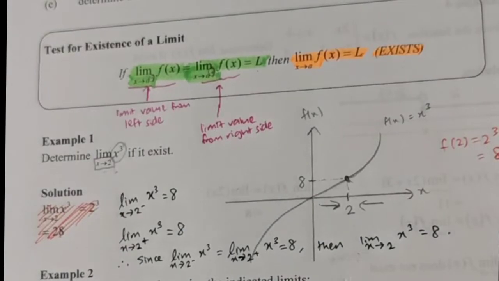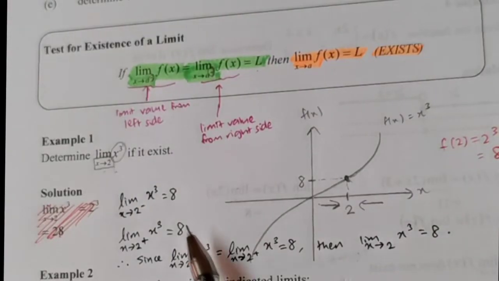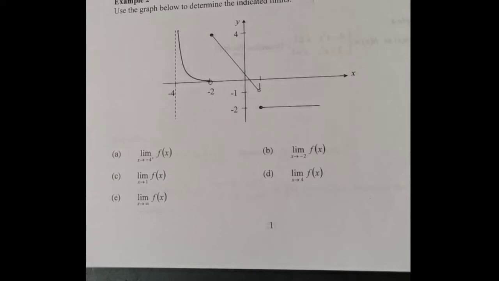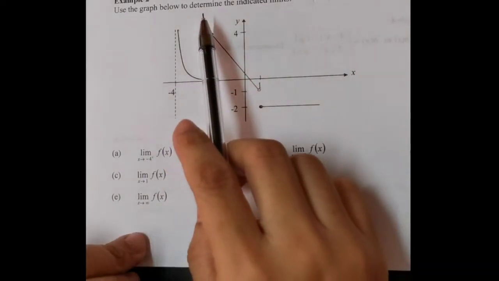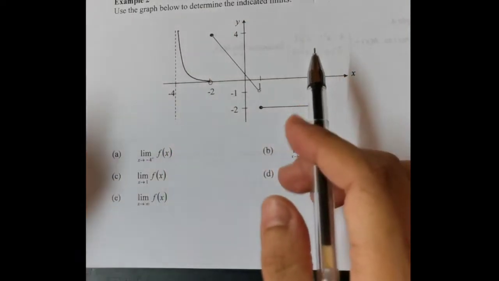That's how you should write the answer. But what if the answer is not equal? Let's say these two answers are not equal, then the limit does not exist. Let's look at example 2. Use the graph below to determine the indicated limits.